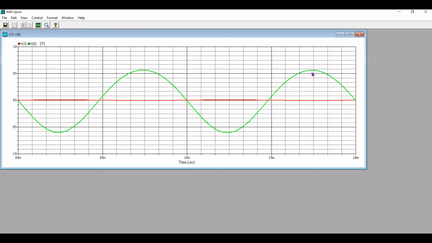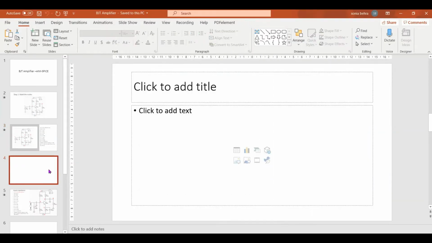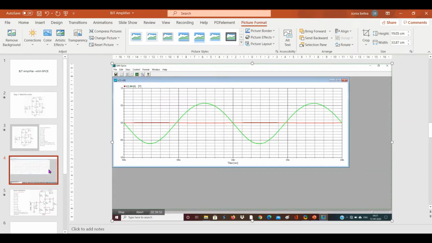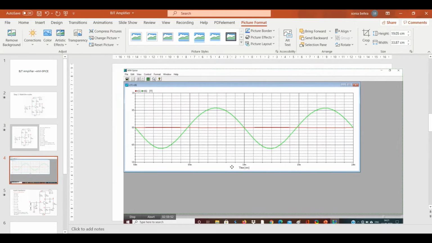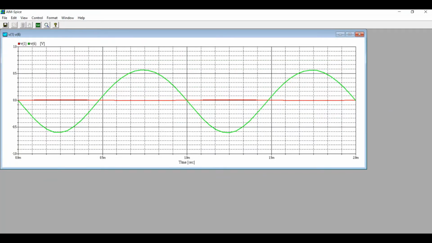Next step is you need to find out what is the voltage gain of the circuit. So let's copy this waveform and try to find out what is the voltage gain. So I have this as the waveform with me.